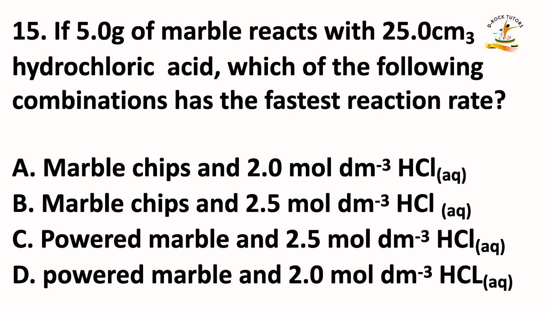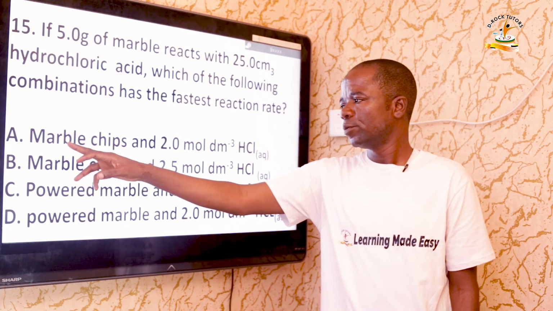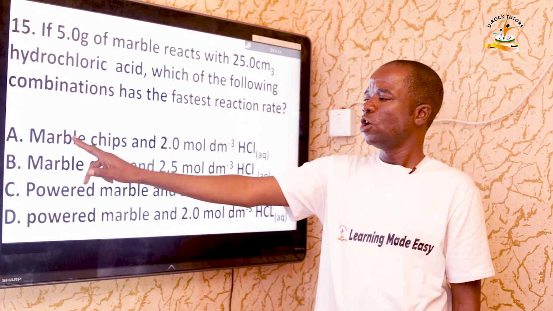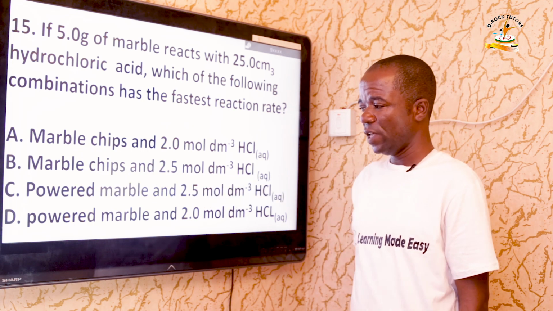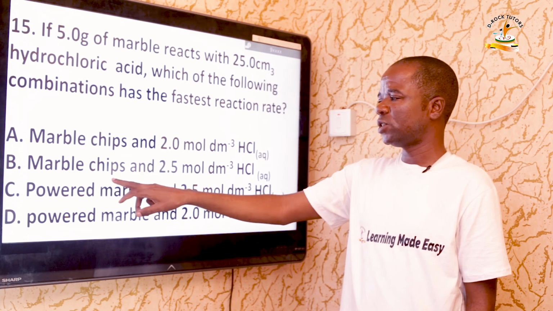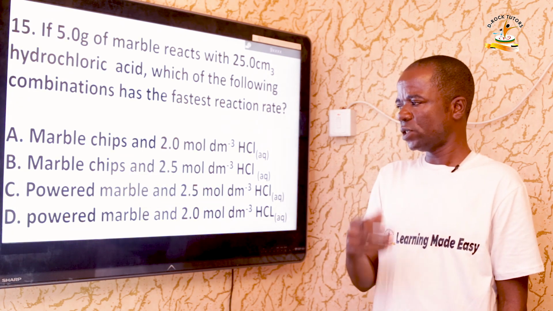Okay, number 15. If 5.0 gram of marble reacts with 25 cm cube of hydrochloric acid, which of the following combinations has the fastest reaction rate? Option A, marble chips. As a matter of fact, when we look at this, we know the chips cannot produce the highest rate of reaction. Why? Because marble chips are in lump form, they have low surface area.